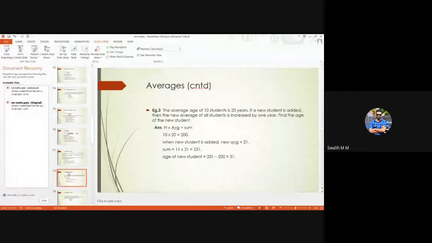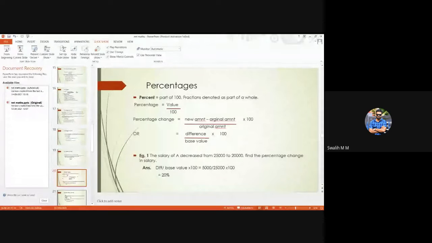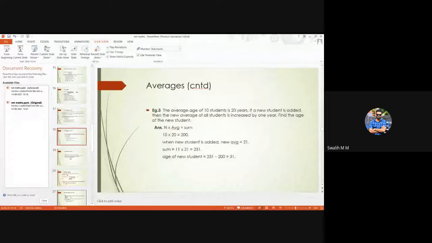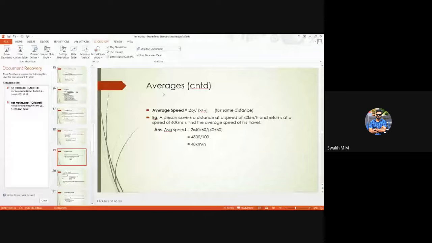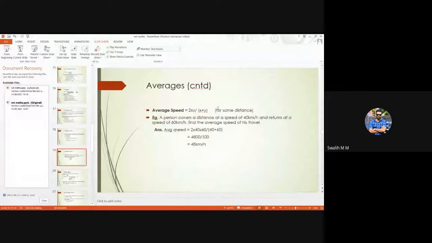Okay, I'm continuing. Yeah, I did this. Now another topic. This is average speed. We learned about average speed here, total distance by total time. Now this is different. This topic can come in either averages or time and distance as well. Here, the average speed for the same distance.